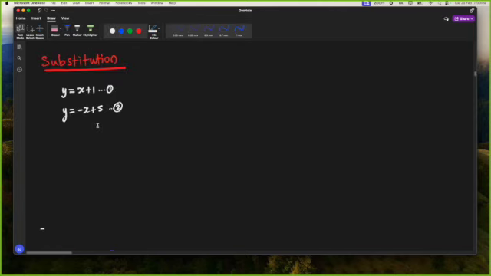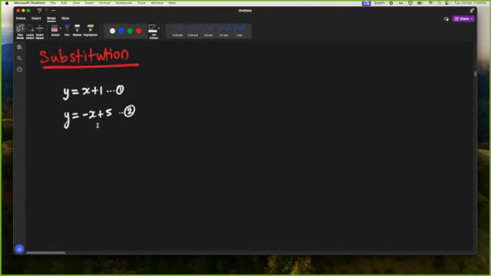We're moving on to the substitution method. And the substitution method is slightly more difficult, but yeah, you do have to know it, because when we reach quadratics, it'll have simultaneous equations involving quadratics, and you will not be able to use the elimination method there. You'll have to use the substitution method. So it is an important method to know, right?